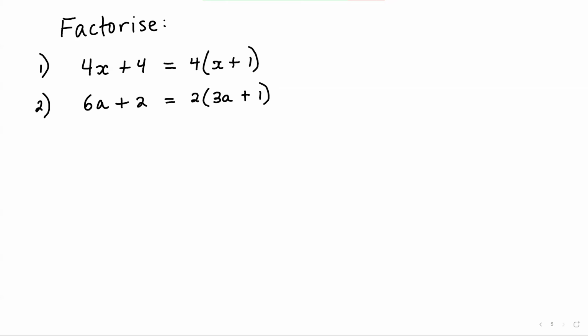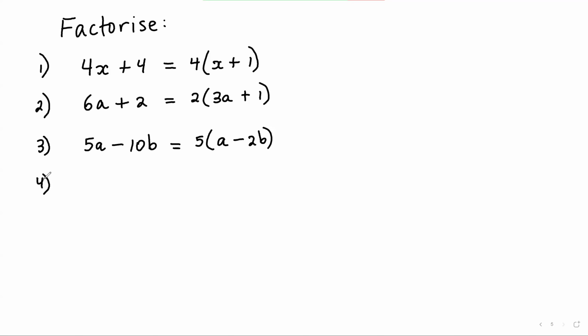Okay, let's do another one. Let's say I had 5a minus 10b. Again, the common factor here is 5, because 5 could go into 5a and 5 could go into 10b. So 5 into 5a is just a, and 5 into minus 10b will be minus 2b.